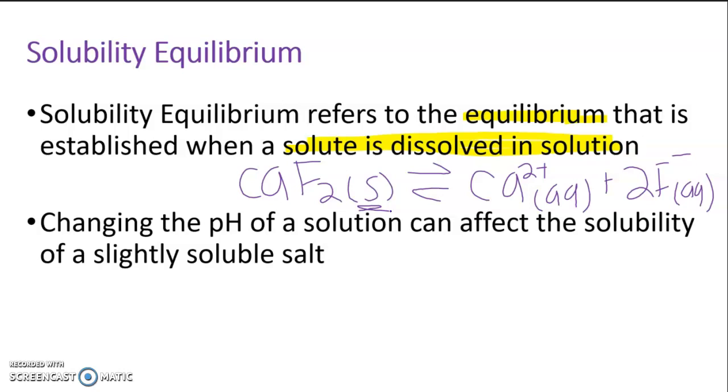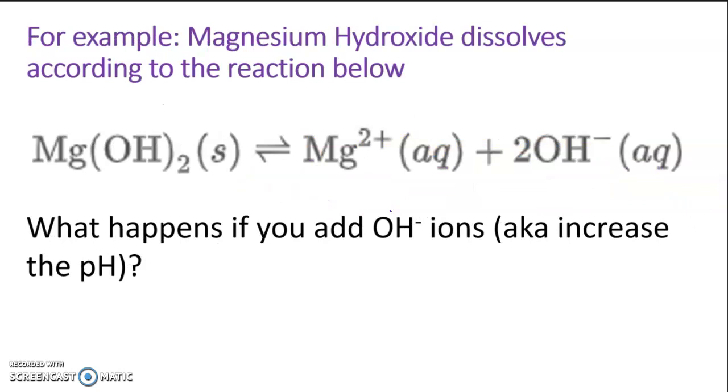And if we change the pH of the solution that this is dissolved in, it can affect the solubility of it. So how? Let's look at this first example for magnesium hydroxide. Magnesium hydroxide is partially soluble, and when it dissolves, it will form one magnesium ion for every 2 hydroxide ions, because it's Mg(OH)2. This goes back to Le Chatelier's principle. What would happen if I increased the number of hydroxide ions? That means I increase the pH, or I add a basic solution.